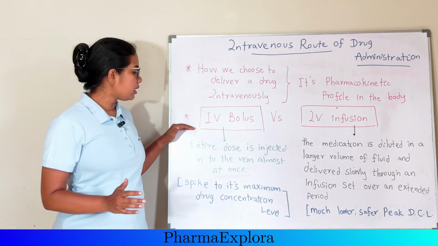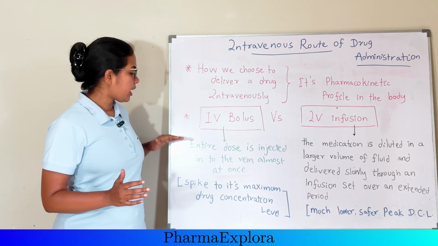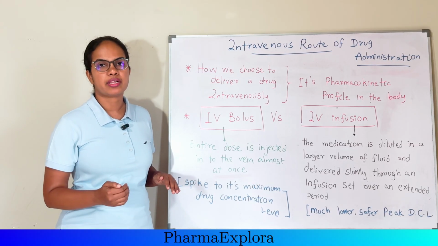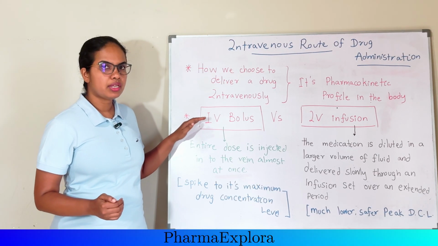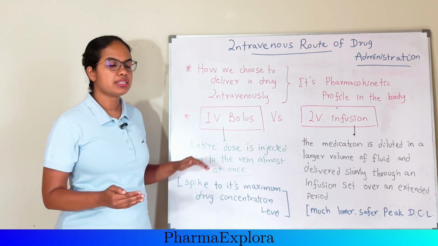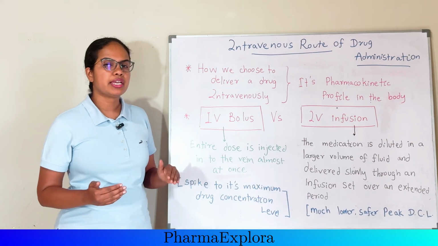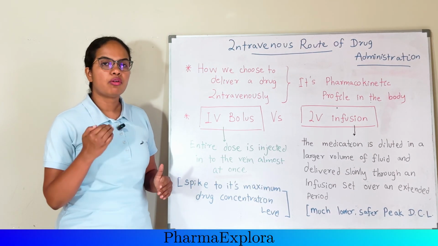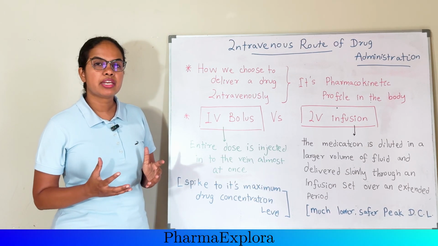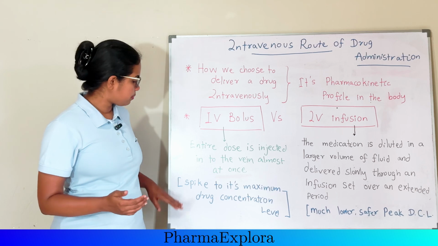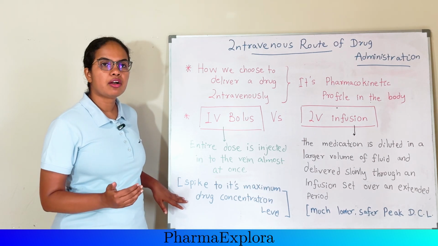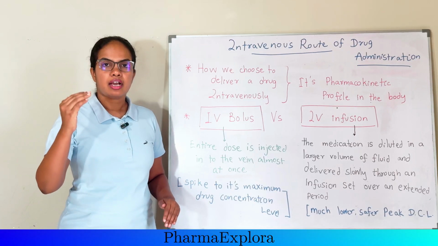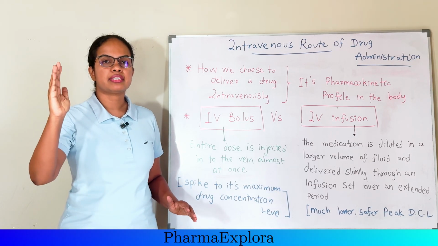IV bolus is where the entire dose is injected into the vein all at once. So in IV bolus, clinicians inject the entire dose of the medicine into a vein all at once. So what can we expect? We can expect a sudden spike of drug concentration in the blood to its maximum.